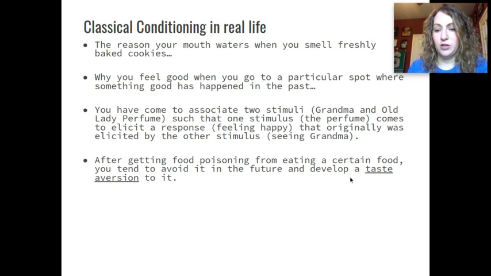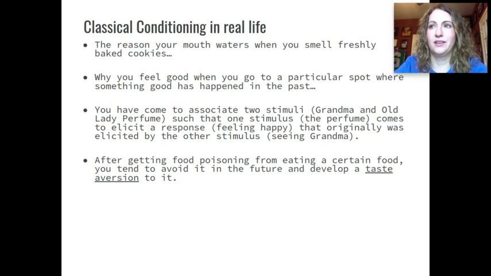Here is an AP term: taste aversion. When you get food poisoning, you learn to associate a negative feeling towards that type of food, or maybe towards that restaurant, or towards whatever was associated with that experience. And so you develop a taste aversion to it. The thought of it makes you want to gag, or just smelling it makes you nauseous again.